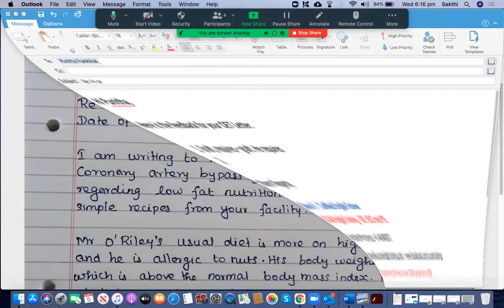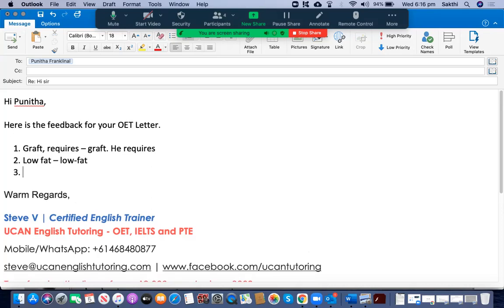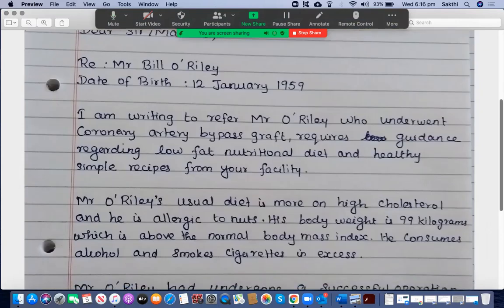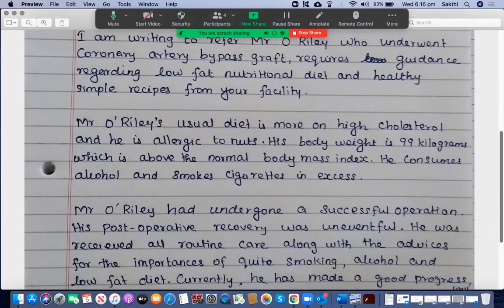Again, there is one other issue. Low-fat needs to have a hyphen in between. Wherever you have to write down low and high with fat and everything, you can write a hyphen in between. And healthy simple recipes from your facility. That's fine. Apart from that, there is no grammar mistake.